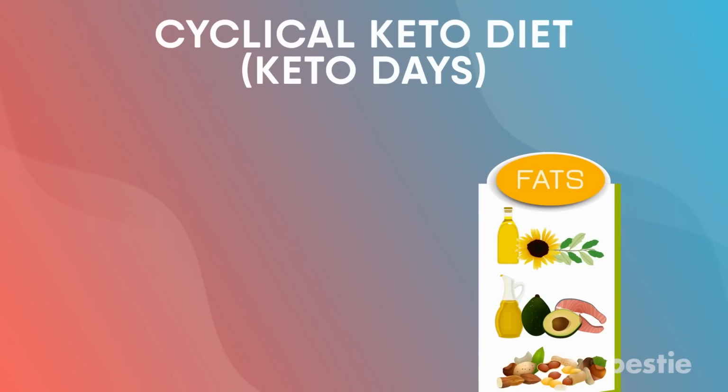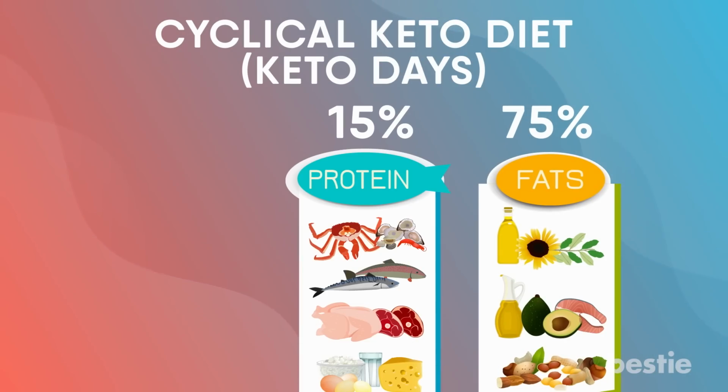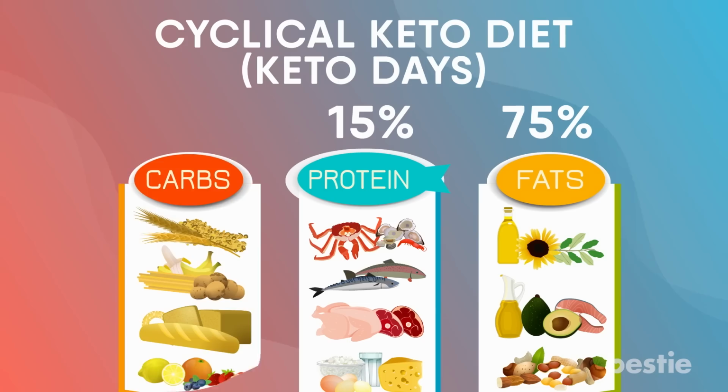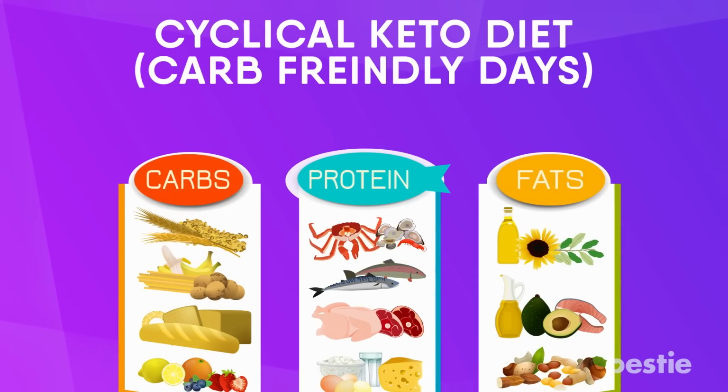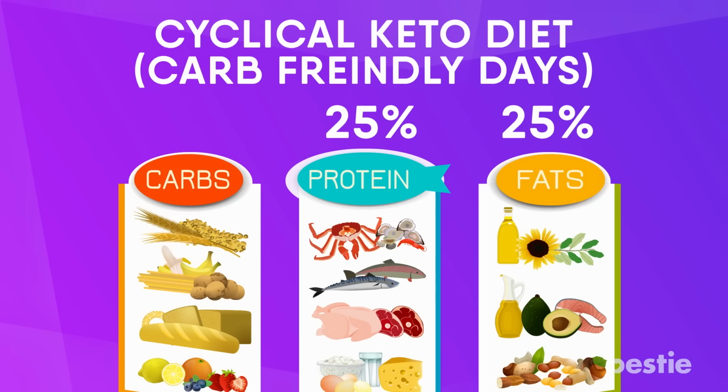A cyclical keto diet usually prescribes 75% fat, 15 to 20% protein, and 5 to 10% carbs on keto days. For your more carb-friendly days off, this can change to 25% fat, 25% protein, and 50% carbs. Turns out you can have your cake and eat it too.